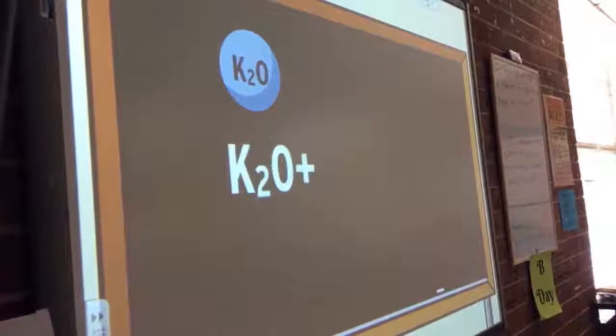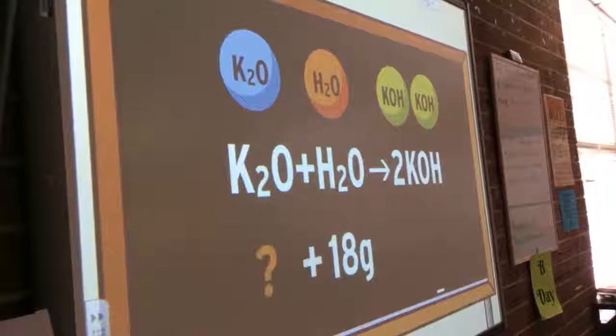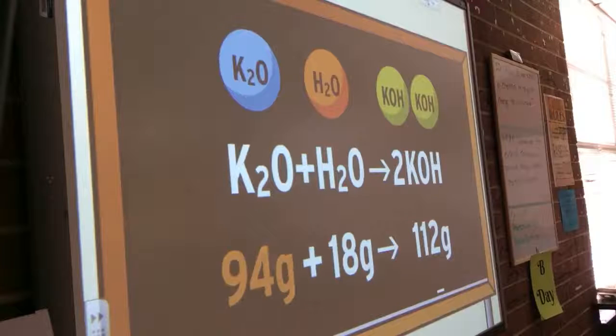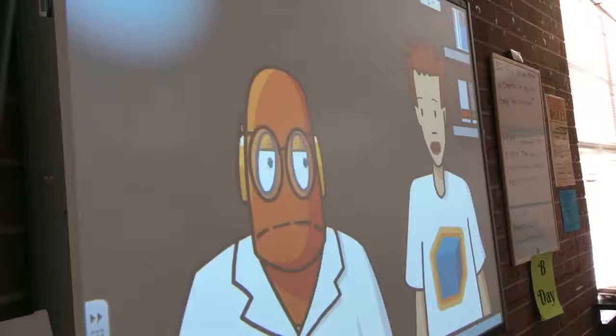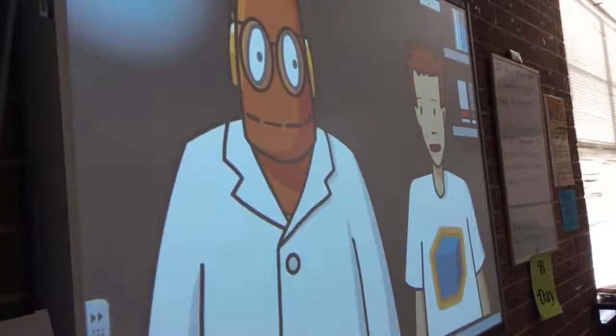Potassium oxide combines with water to form potassium hydroxide. So let's say you have 18 grams of water. How much potassium oxide do you need to get 112 grams of potassium hydroxide? Yep, you need 94 grams of potassium oxide. You didn't use enough. It takes 250 grams of blue food coloring to turn lead into gold. I'm joking.